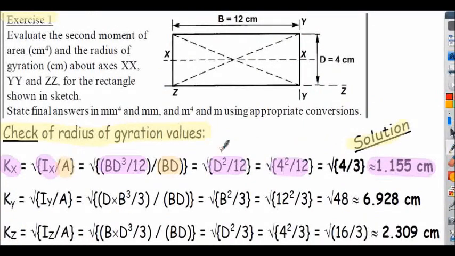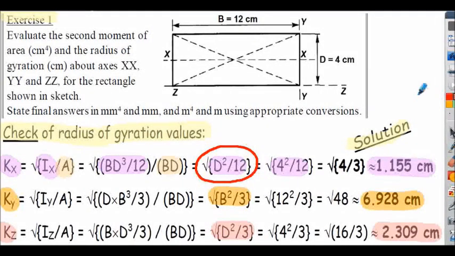But within this process we've actually derived a simplified formula for calculating the radius of gyration about the x-axis. It's simply the square root of d squared divided by 12. And we can undertake the same approach for k about the y-axis and k about the z-axis, developing small formulas that we could use, but of course the answers calculated are the same. That's just for reference anyway.